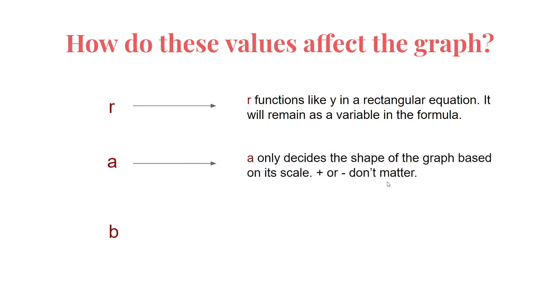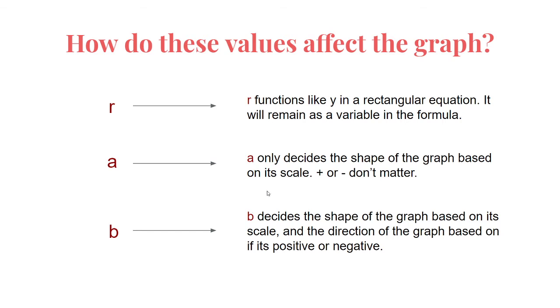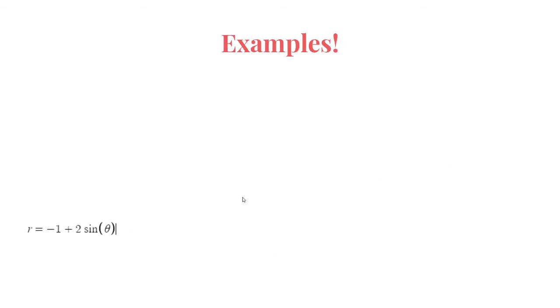The a value will decide the size of the graph solely based on its scale. So depending on what the a value is and what the b value is, a will affect the size of the graph, but whether it's positive or negative doesn't matter. Meanwhile, in contrast, the b value that I showed before will decide the shape of the graph and the direction of the graph based off of the polarity of the b value. So for some examples here, I've forgotten to animate that.